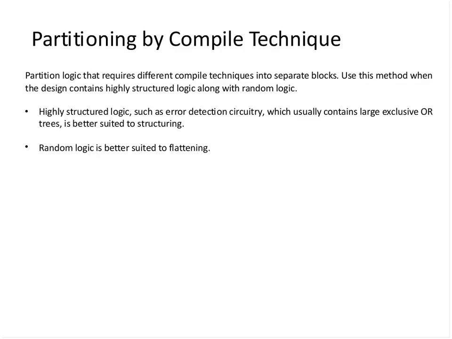So when we increase the number of stages, we are decreasing the area but increasing the performance. When we flatten the design a lot, we are increasing the performance and reducing the area. So these are again two competing goals. One example is that highly structured logic such as array detection circuitry, which uses a lot of XORs, is better suited to structuring, but random logic is better suited to flattening. Since these two are different types of goals, these types of design should be kept separately in separate hierarchies.